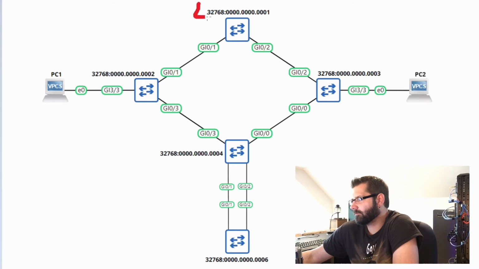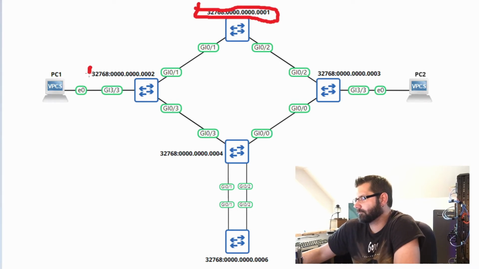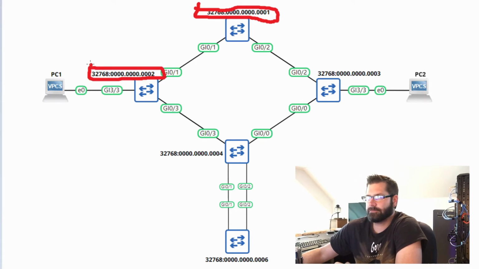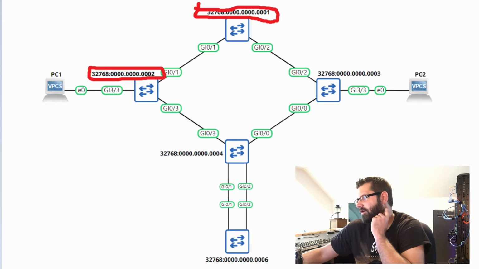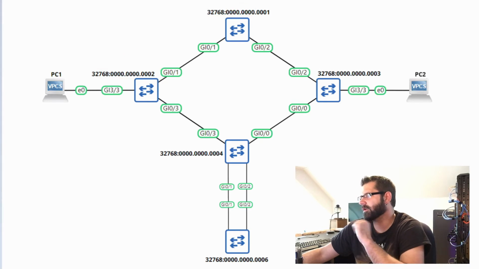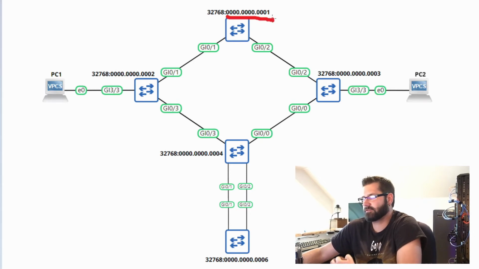So if you look at these, this would be the bridge ID. So the bridge ID is comprised of the priority and the MAC address. Default priority is 32768. And I have greatly simplified the MAC address to make this much easier to understand and much easier to point out the priority of these switches.